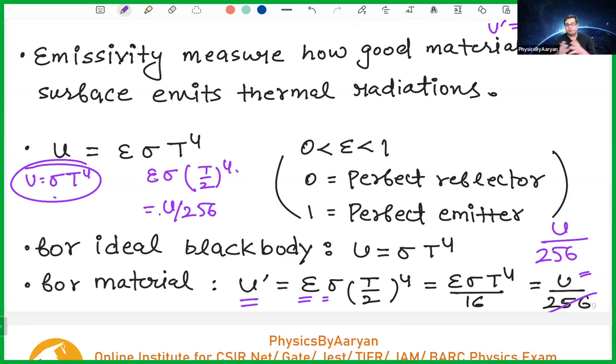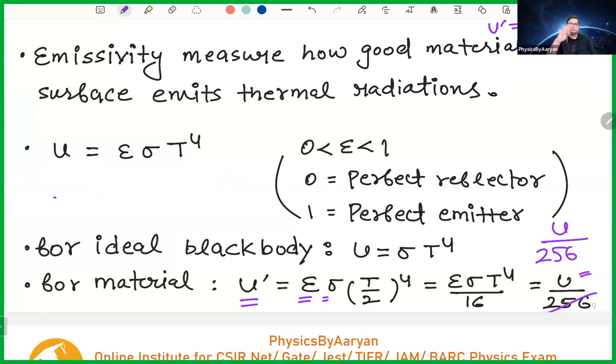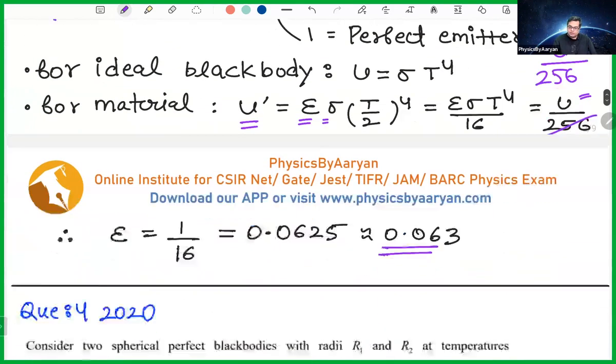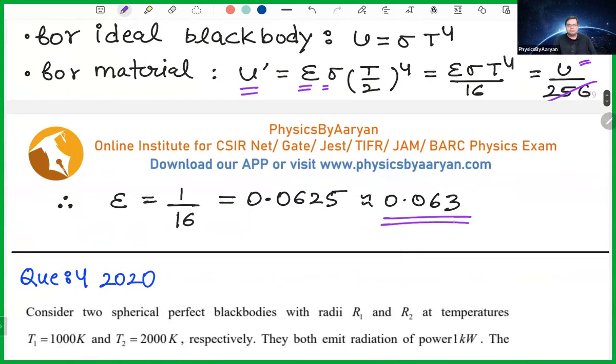If you have a perfect black body, then epsilon is 1. But if you don't have a perfect black body, then epsilon will take some value between 0 and 1. In our case, it is taking a value 0.063. So if you heat the body, only 6.3% of the energy will be in the form of radiations. Rest, all the energy will be used in some other things. That is the meaning of emissivity.